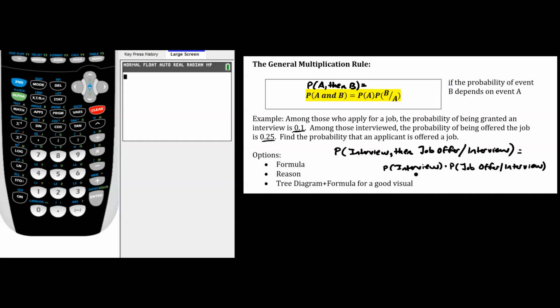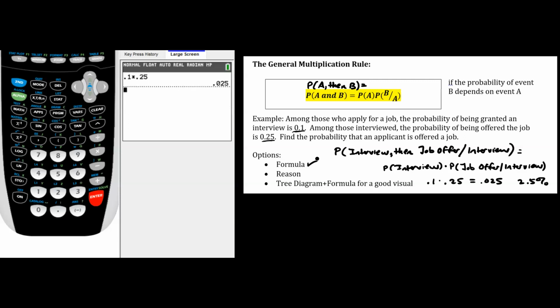We are given both of these probabilities in the description of the problem. There was a 10% chance of getting an interview, and then we can multiply that by the probability of a job offer having been given an interview, which is given in the problem as 0.25. If we just say 0.1 times 0.25, we end up getting 0.025. If you converted this to a percent, the applicant has a 2.5% chance of getting a job. Okay, so that's looking at it from a formula perspective.